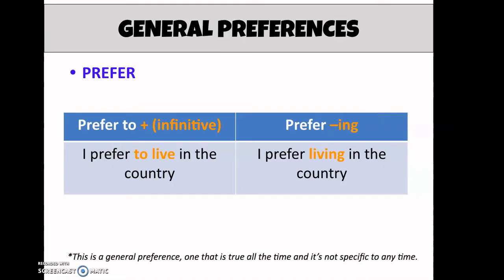When we're talking about general preferences, it means that this preference doesn't have anything to do with a specific time or moment. It's just something that we prefer in our life, in general, but it's not connected to right now or a specific moment in time, all right?